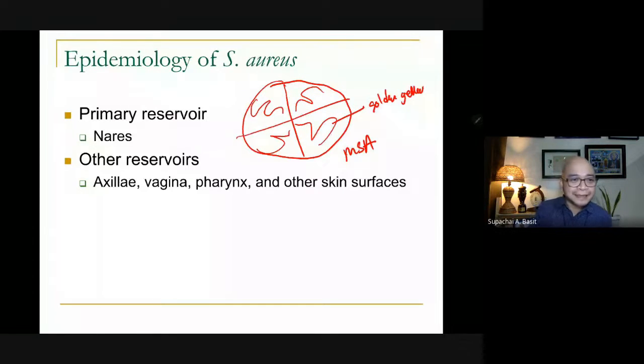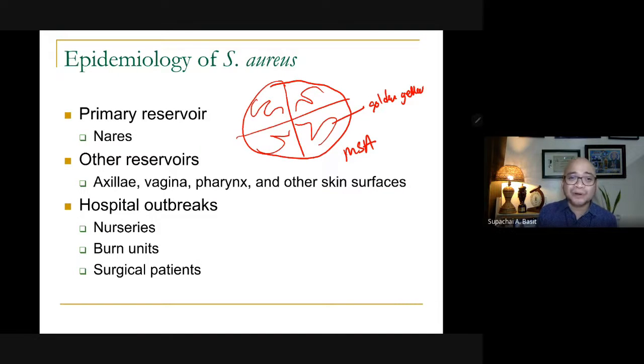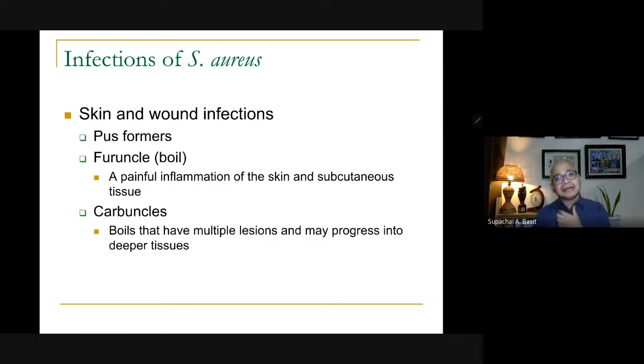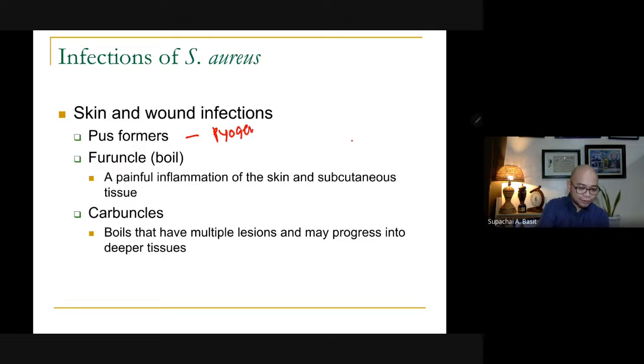Okay? And hospital outbreaks would also have Staphylococcus aureus, so sometimes we call it nosocomial infection. When we say nosocomial infection, we're referring to hospital-acquired infection. So there could be outbreaks in nurseries, in burn units, or even among surgical patients. As I told you before, they are found at the surface of the skin, meaning they can cause skin and wound infection. So they are pus formers. Okay? So they are pyogenic. When you say pyogenic, they are pus formers.